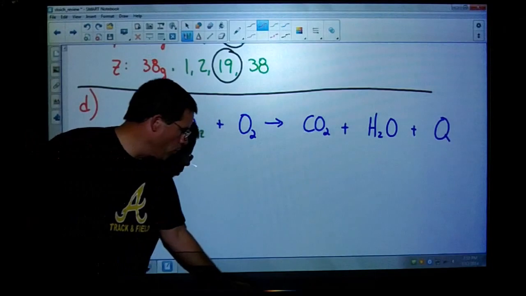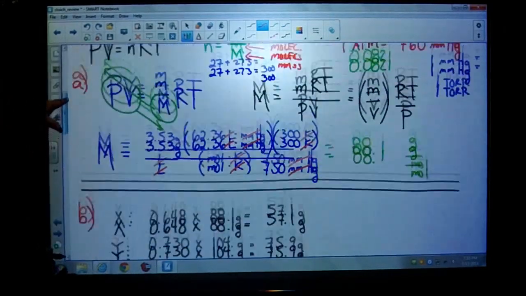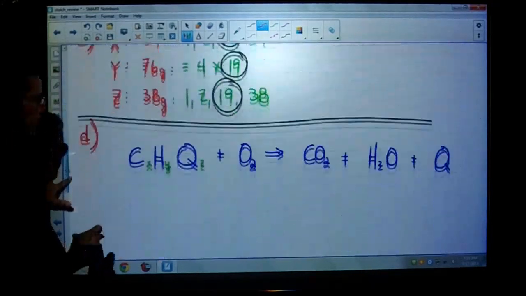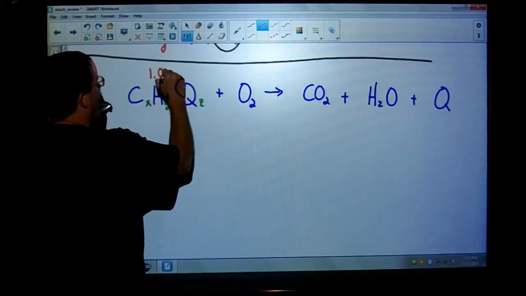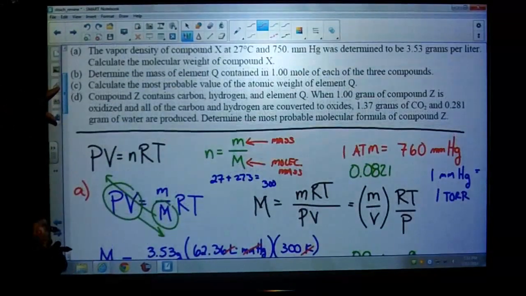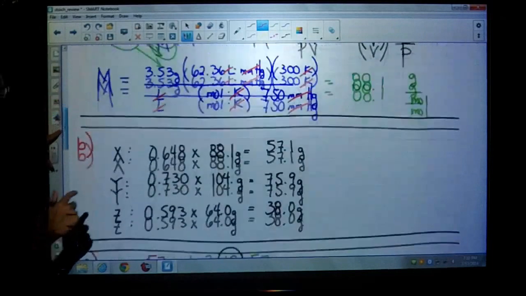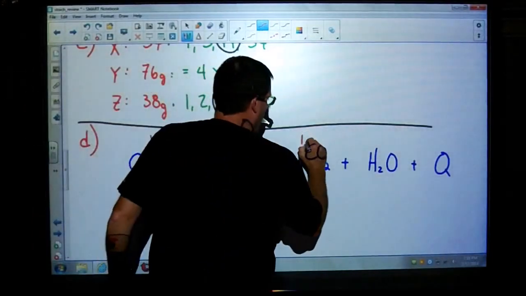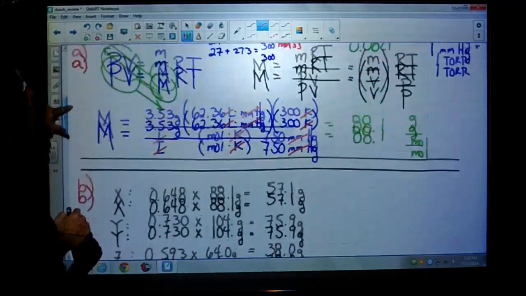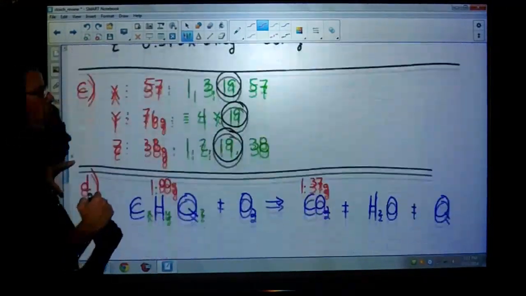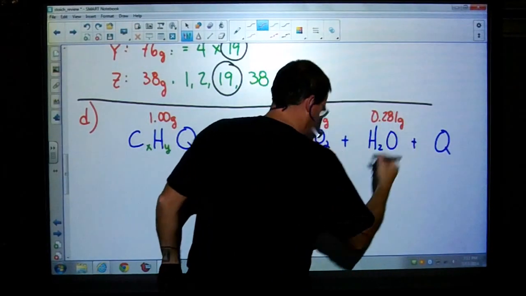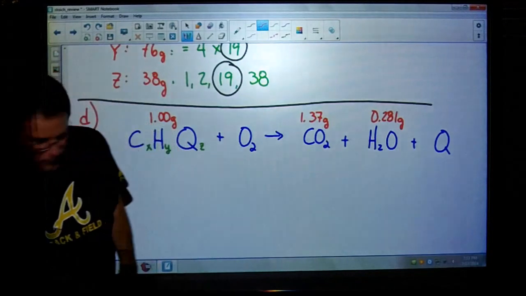Let's write down what we know about each of these. So we know we have 1 gram of compound Z. We know nothing about the oxygen. We have 1.37 grams of carbon dioxide, and we have a small amount of water, 0.281. Okay. So we have those values.